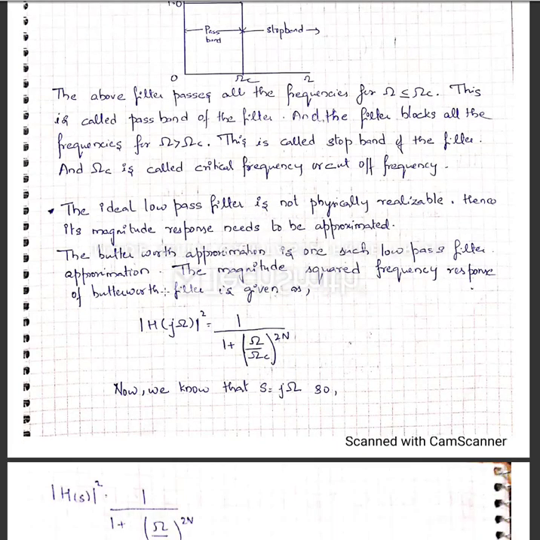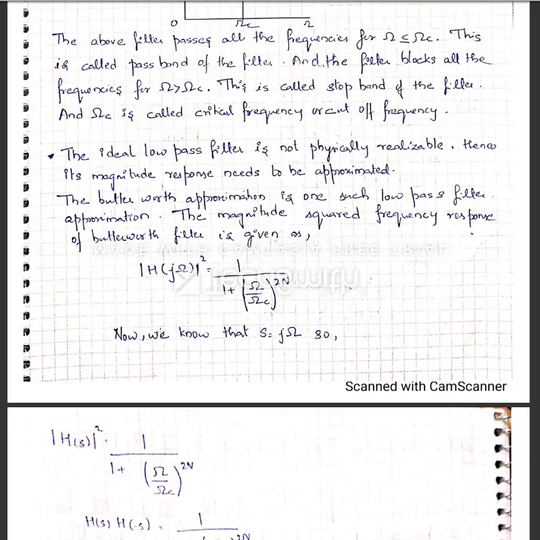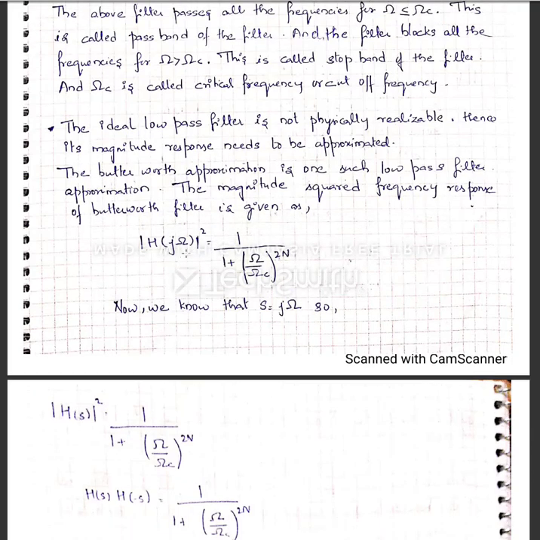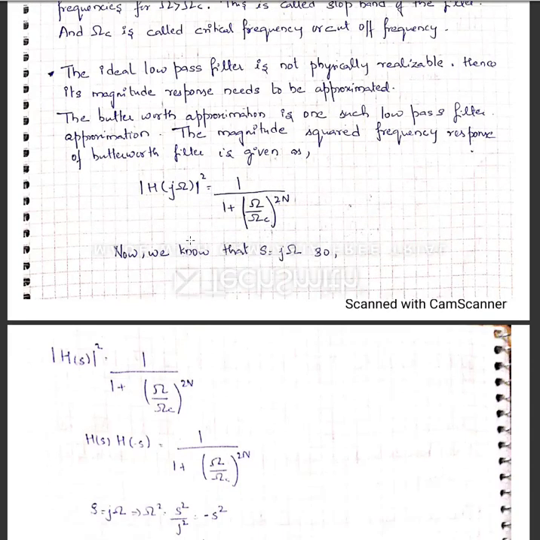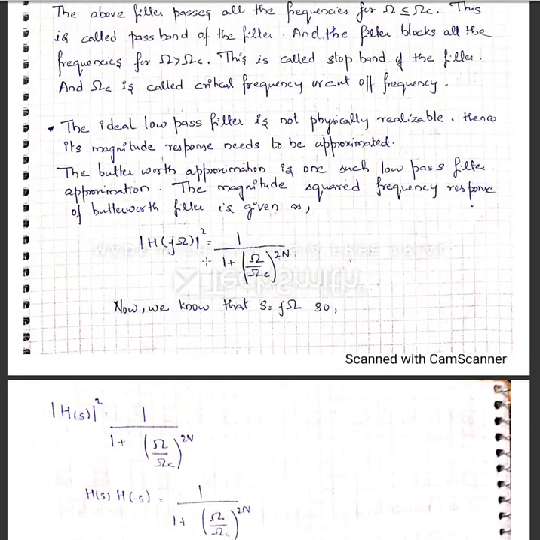Now the magnitude squared, right? We had this, H of j omega squared equals 1 by this thing, and again we had this s. We will replace j omega by s, so H of s whole squared is equal to 1 by 1 plus omega by omega c.